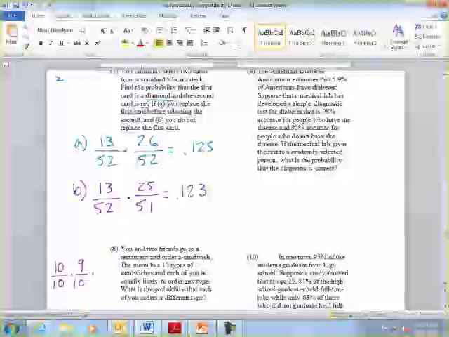And it's you and two friends go out to eat, so we've got one more person that needs to order. What's their fraction going to be? 8 out of 10. We multiply that out and get 0.72. So there's a 72% chance that you're all going to have different sandwiches. Questions?